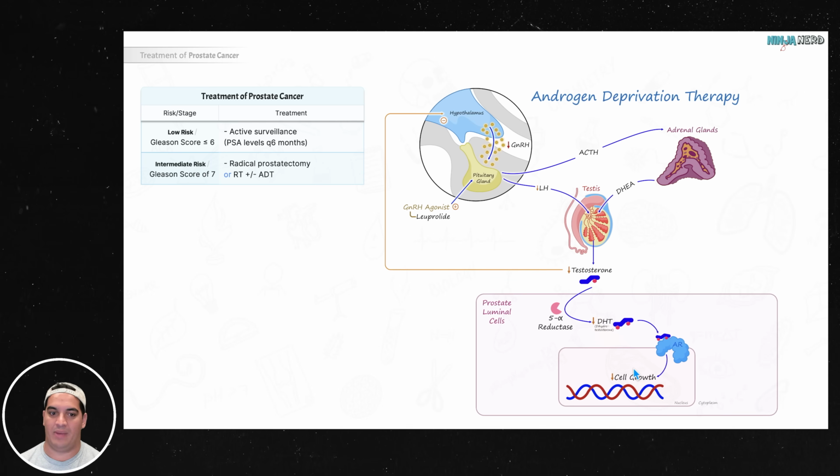That's pretty cool. A GnRH antagonist goes straight down to the crux of the issue. It's blocking GnRH. That's blocking LH, testosterone, DHT, and the cell growth, my friend.